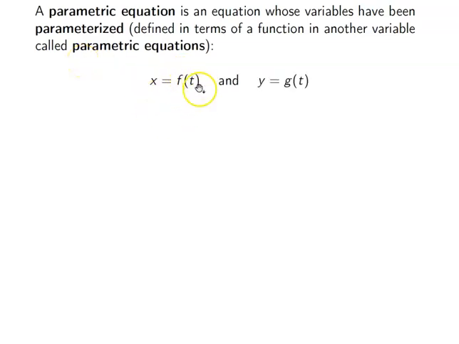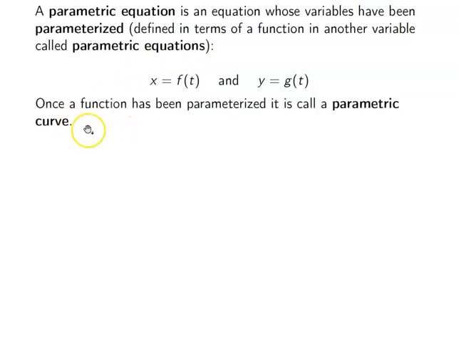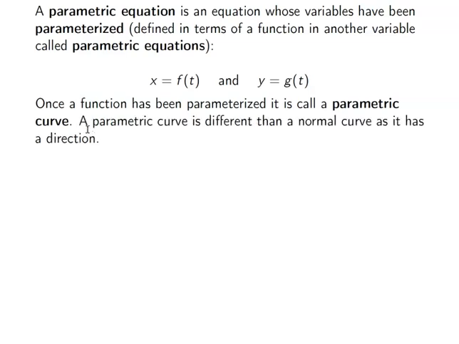So x is given by a function, a parametric equation. Y is given by another function, which is a parametric equation. So these two functions together can act like a single function. Once you parameterize a function, it is now called a parametric curve. A parametric curve is different than a normal curve because it has a direction in which it travels. So we're really just going to do one example. It's a very, very short section. And then in the next section, we'll talk about how to do calculus on these kinds of objects.